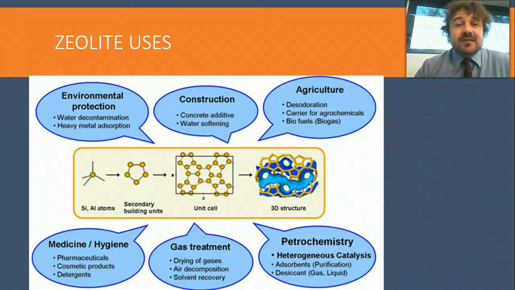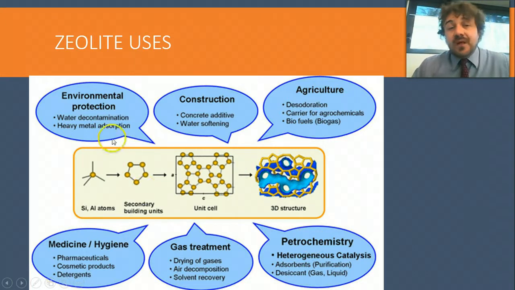So where do we use zeolites? This is just mostly for your interest. It's not so much for this, but we use them all over the place. EPAs, okay, so we use them as a way to speed up decontamination of water and to get out heavy metals. It's used in construction, in agriculture, petrochemistry, obviously, gas treatment, and medicine.